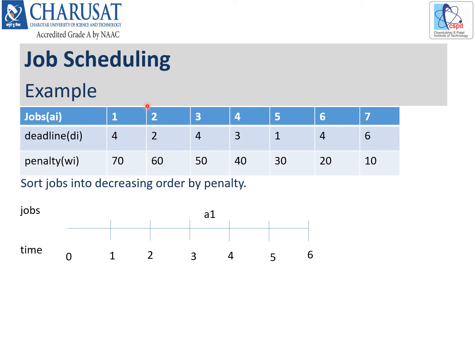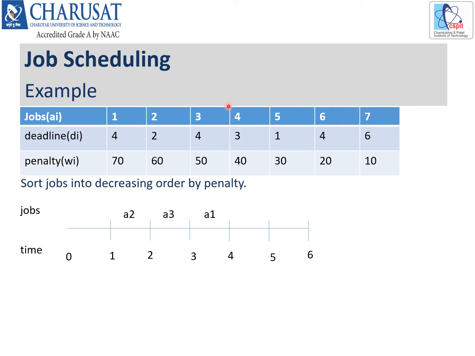Okay, now we will check the second job. The second job's deadline is 2, so we will check the time slot 1 to 2. It is free, so we can schedule that job in that time slot. Now for the third job, the deadline is 4. Now we have to check this 3 to 4 time slot, but it is already occupied, so we will check the previous slot 2 to 3. That is free, so we can schedule job 3 in that time slot.